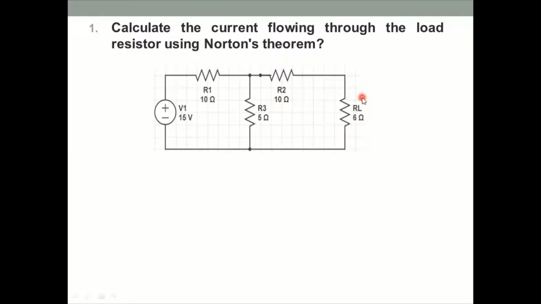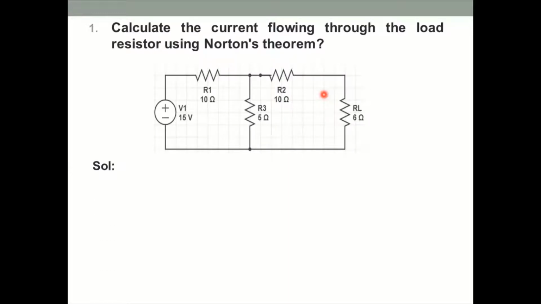Then we are going to treat this 6 ohm resistor as the load resistor. If he asks to calculate the current flowing through the 5 ohm resistor, then we need to assume this 5 ohm resistor as the load resistor and solve accordingly. But as of now, as RL is given across the 6 ohm, we are going to consider this 6 ohm resistor as the load resistor and follow the steps that we have seen in the last slide to solve this Norton's theorem problem.